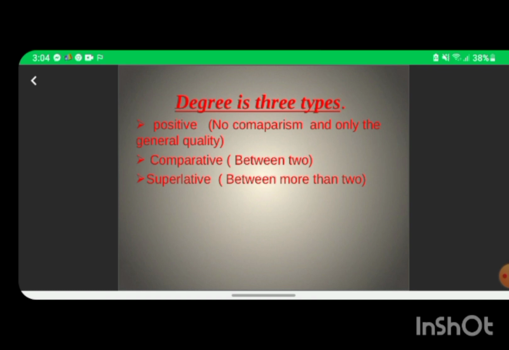Comparative degree is between two persons: "He is better than Rohim." There are two persons, so it is comparative degree. Superlative degree is between more than two persons, and that is called superlative degree.